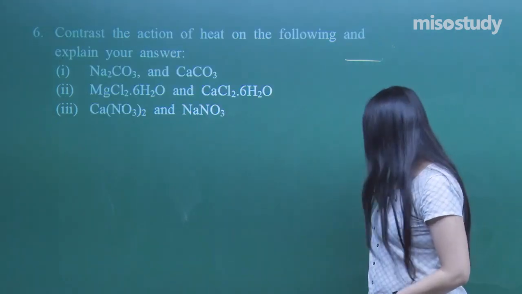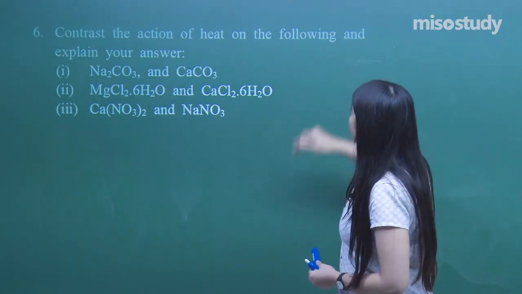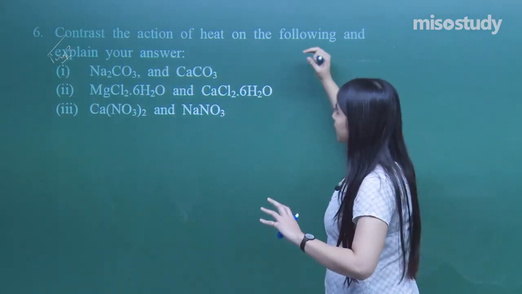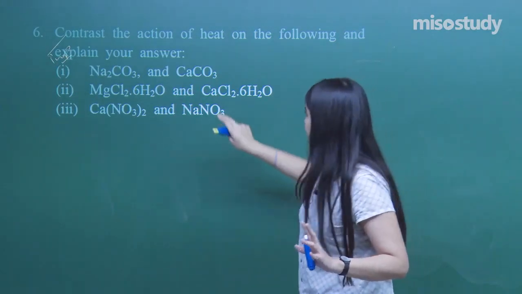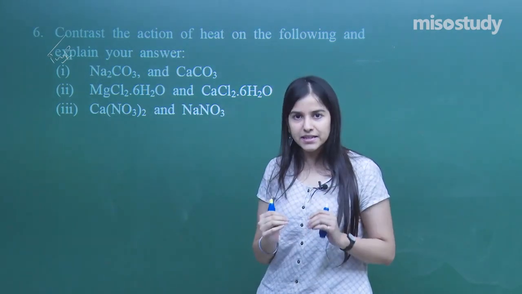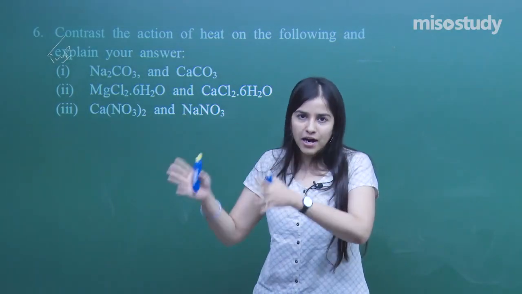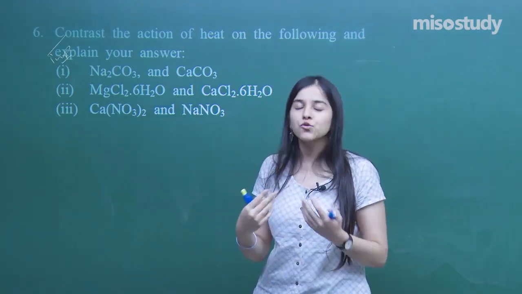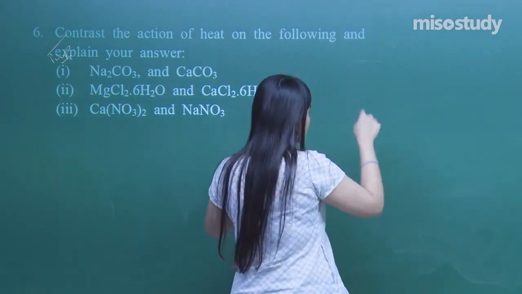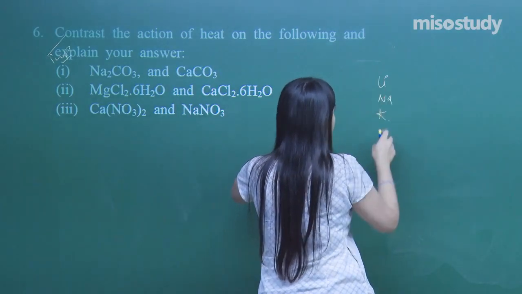So, next, question number 6: contrast the action of heat on the following and explain your answer. Important one, right? What we have to do is heat all of these compounds, these two pairs, these two pairs, these two pairs, fine. Via the heating action, we have to distinguish how this particular compound acts and how the other compound acts towards the heat, right? What is the kind of difference in between? So first, since these are alkali metals and alkaline earth metals, let me just write the elements over here.